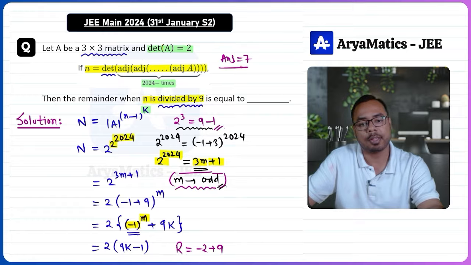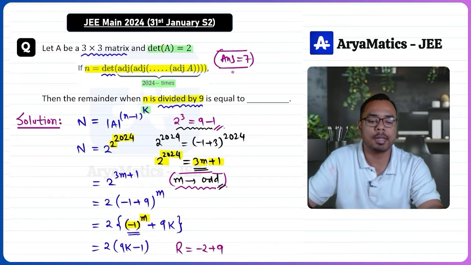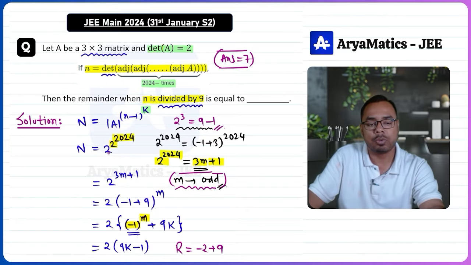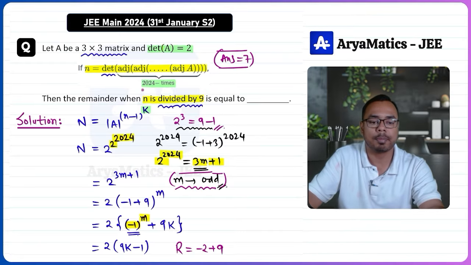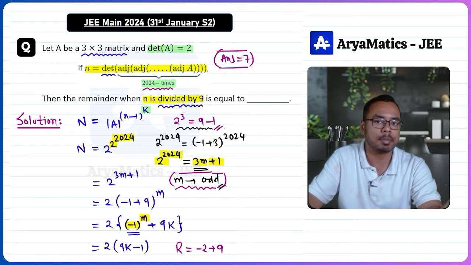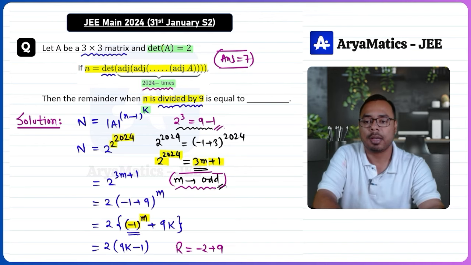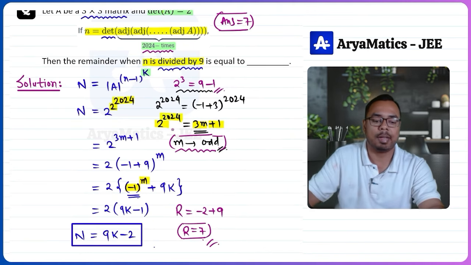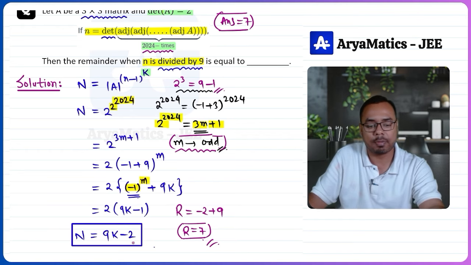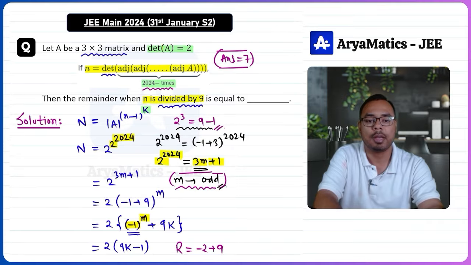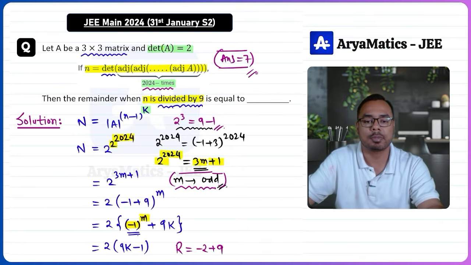So this was one very interesting problem from matrices and determinants, and also it has concepts from the binomial theorem. From matrices and determinants, this number n will be 2 raised to 2 raised to 2024, because the adjoint was taken 2024 times and n is 3. And then first we have written 2^2024 as a multiple of 3 plus 1. And then after that, finally we got this number n as a multiple of 9 minus 2. If we divide this number by 9, the remainder will be 7. And therefore, the correct answer for this problem is 7.